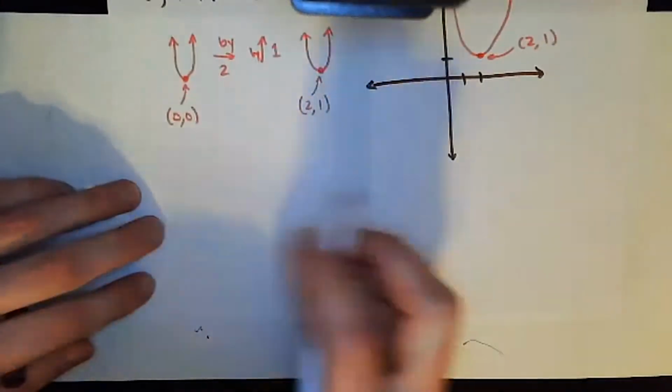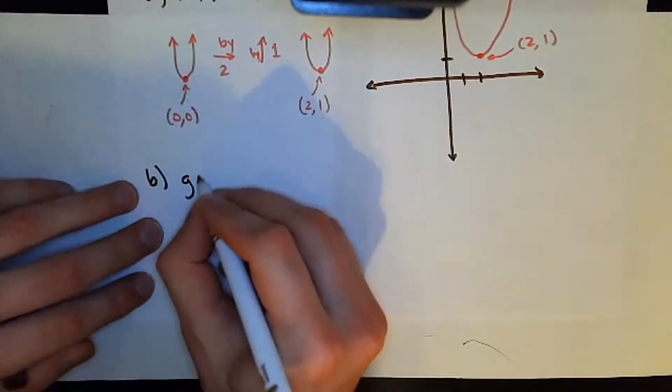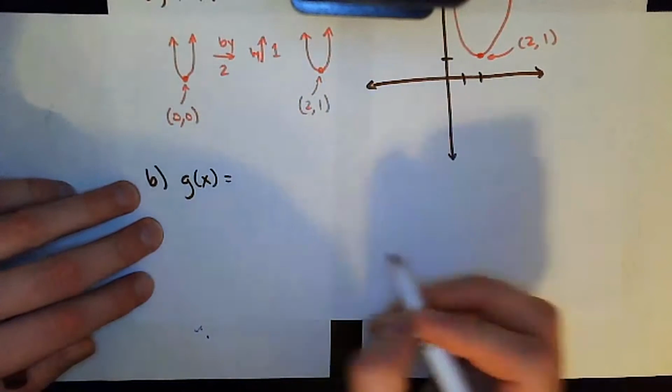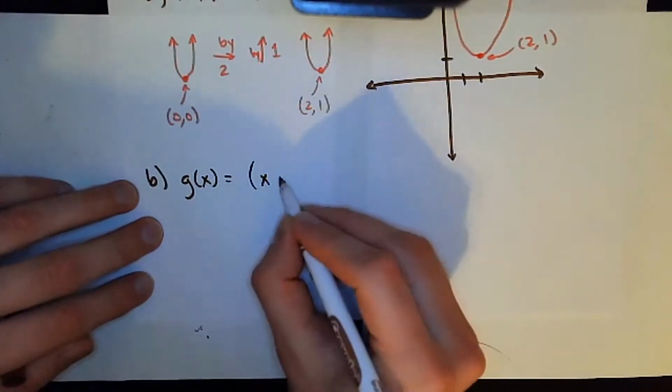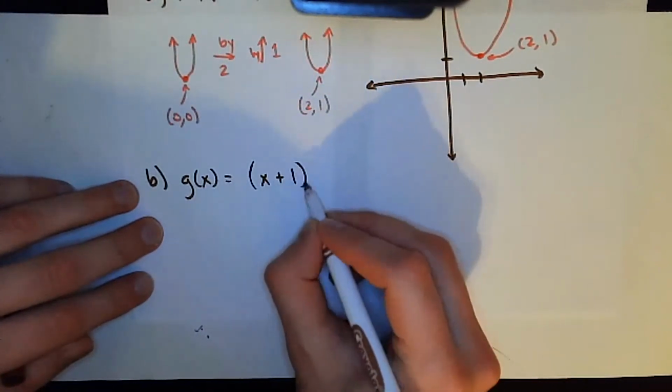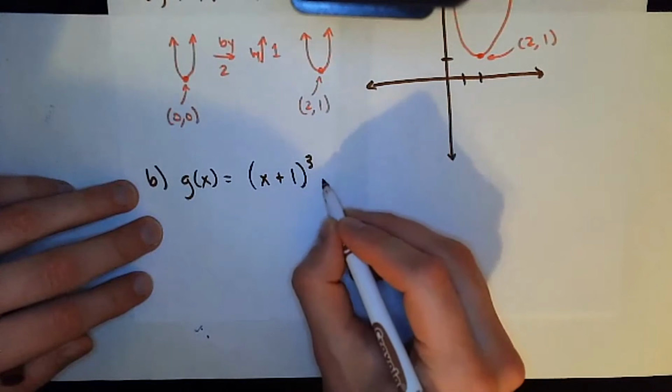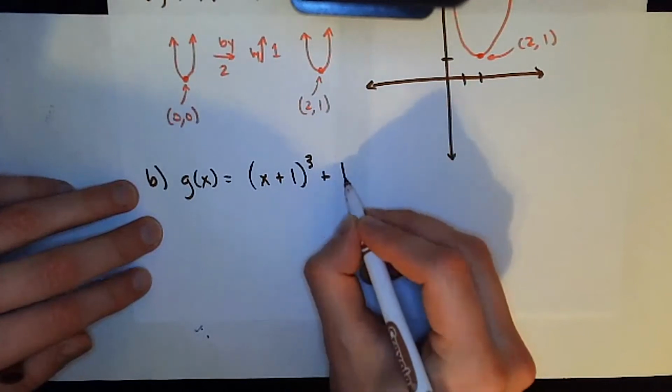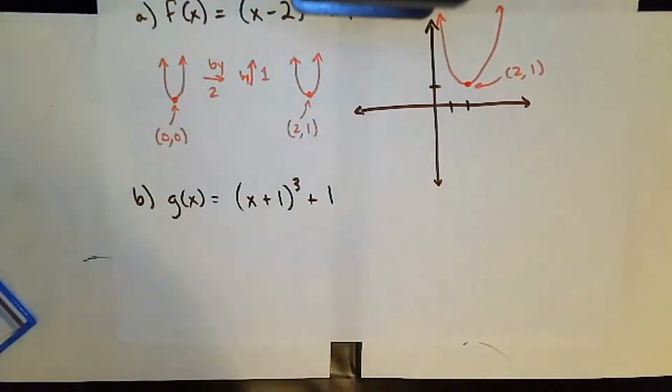Okay, how about g of x equals (x plus 1) cubed plus 1, like that.